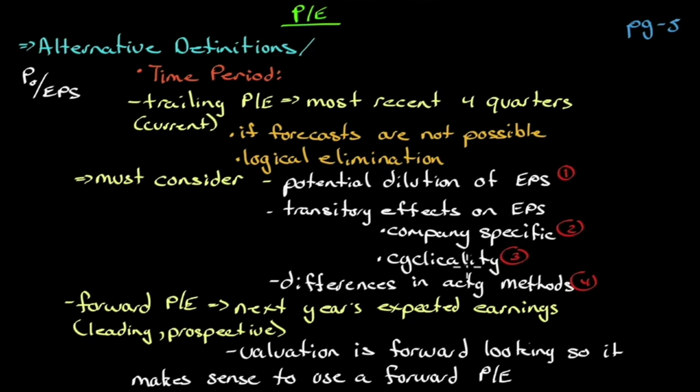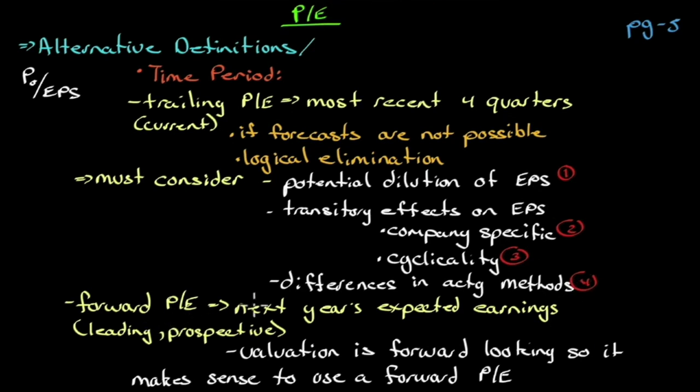In other words, are we at a different phase of the business cycle that would lead the trailing PE to be something that is not indicative of what the company is truly worth? Differences in accounting methods. And we're going to go through one. That's why I label them 1, 2, 3, 4. I'm going to go into more detail in each of these.